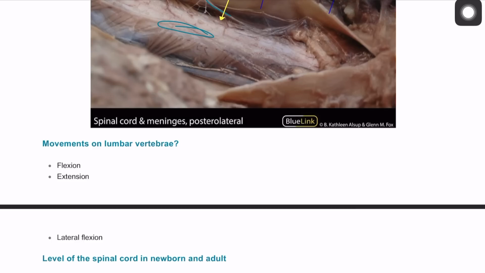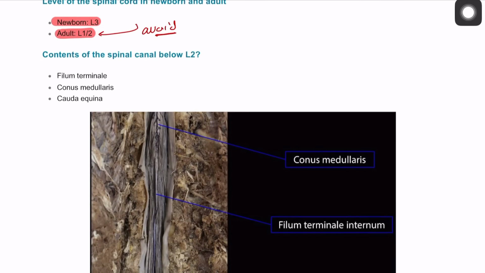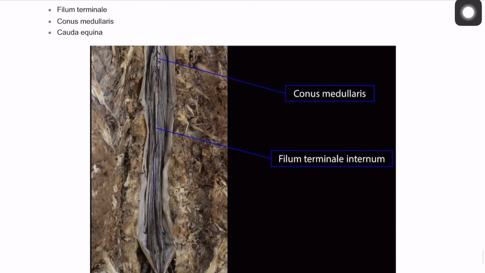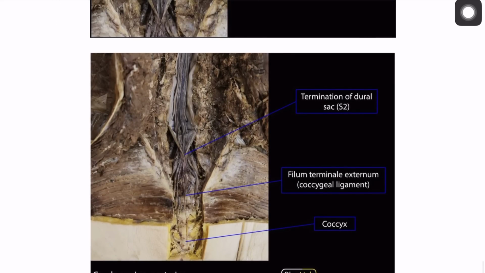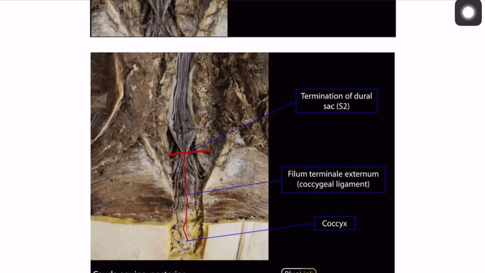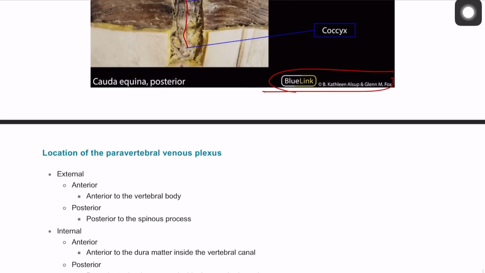The movement of the lumbar spine is usually flexion, extension, and lateral flexion as well. The contents of the spinal canal just below the level of L2 are the conus medullaris and filum terminale. These are multiple thin fibers going all the way down from the end of the spinal cord at L1-2 to the coccyx. As you see here, this is where the dural sac will terminate, and the filum terminale will continue down to the coccyx. So this is the filum terminale.